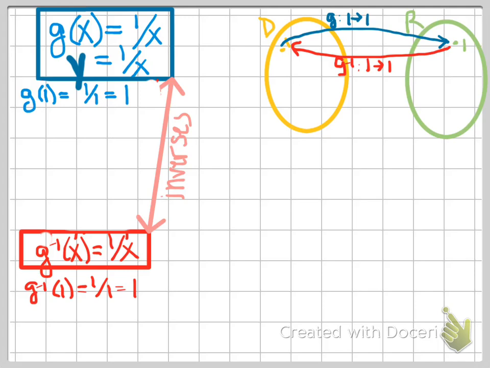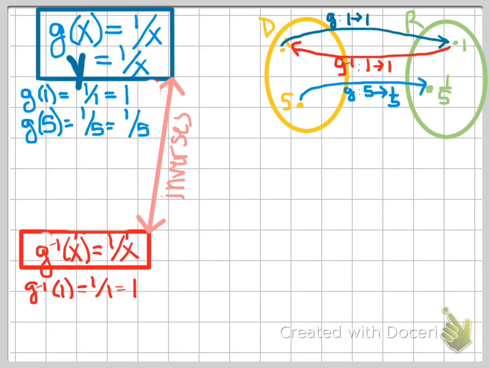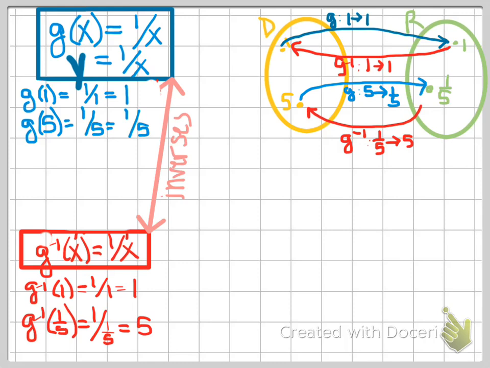But let's test another point. G of 5, let's say. 1 over 5 is equal to 1/5 simplified. G maps from 5 to 1/5. Testing this theory and testing our inverse function, what should happen is that the 1/5 maps to the 5. And let's test. I input my 1/5. 1 divided into fifths means I would have 5 1/5 sections. So it's correct. The inverse function of g maps from 1/5 to 5.